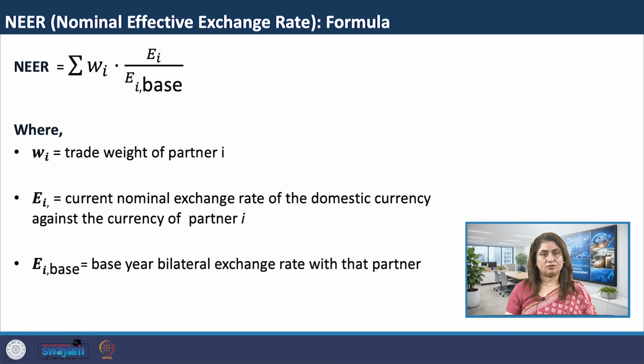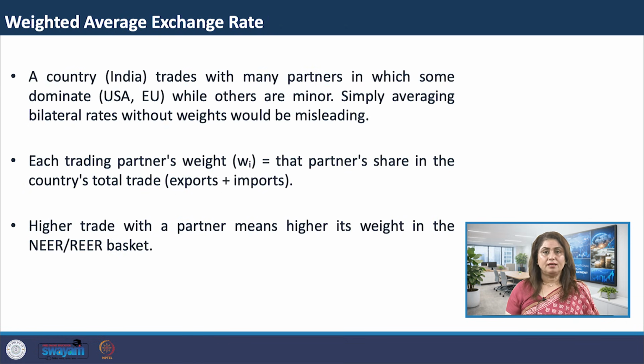The formula tells us that for each trading partner, we compute the ratio of the current exchange rate to the base year rate, multiply it by that partner's trade weight and sum all of them. The result is indexed to a base year value of 100. Before we go into the numericals, let me briefly explain the concept of weighted average exchange rates and how the weights are actually assigned. India trades with many partners, some major, some minor. The USA and the European Union dominate, while others like Vietnam or Brazil have smaller shares.